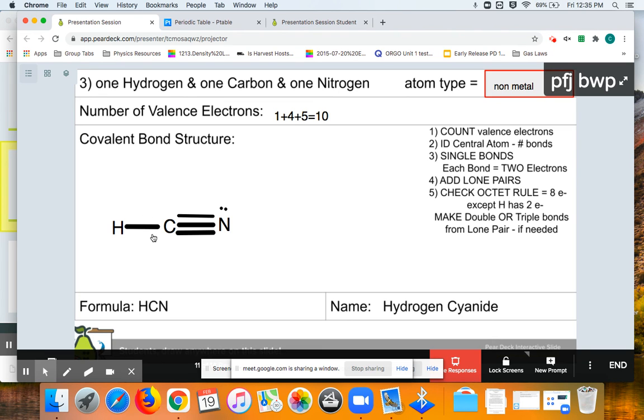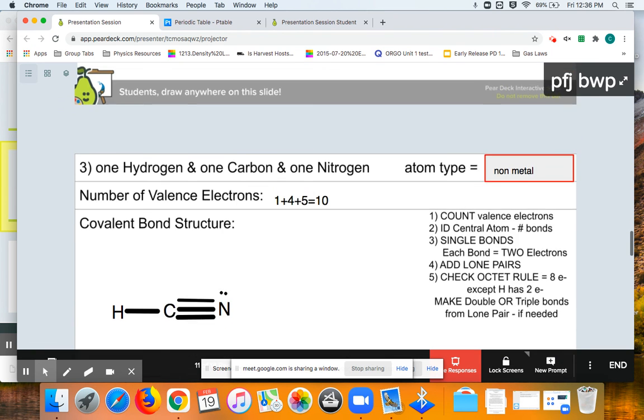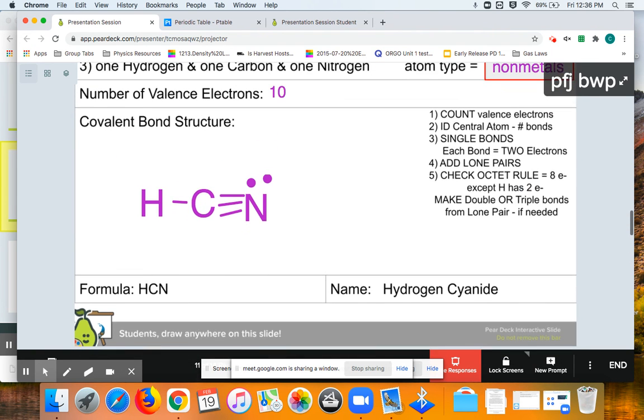So H has its 2, love that. C has 1, 2, 3, 4, 5, 6, and then 7, 8 from the single bond from H. And then N has the triple bond, so that's 1, 2, 3, 4, 5, 6, and then the 2 above it, so that is 8. And that is your final answer. That's what it should look like.